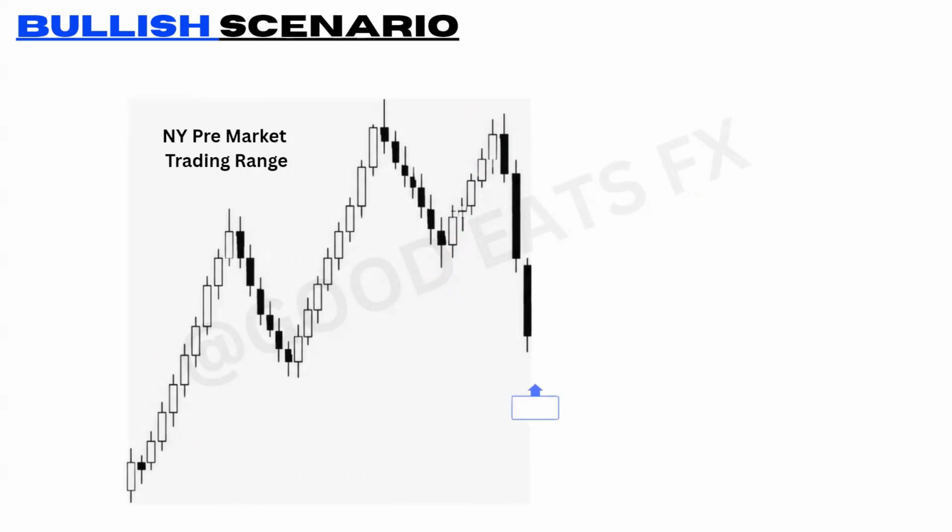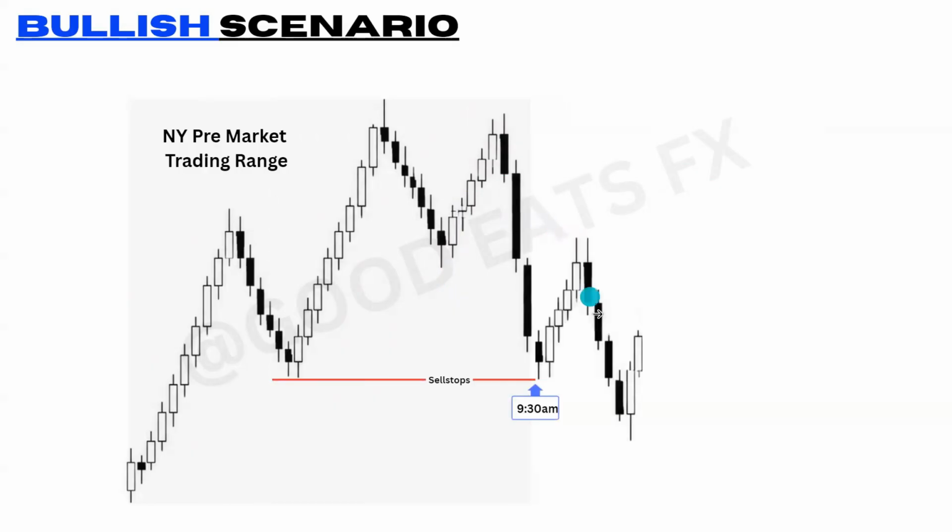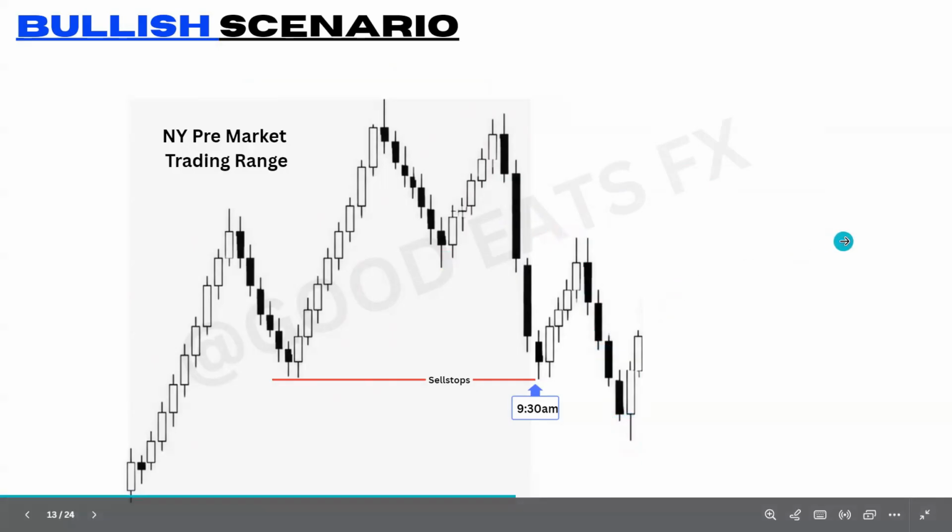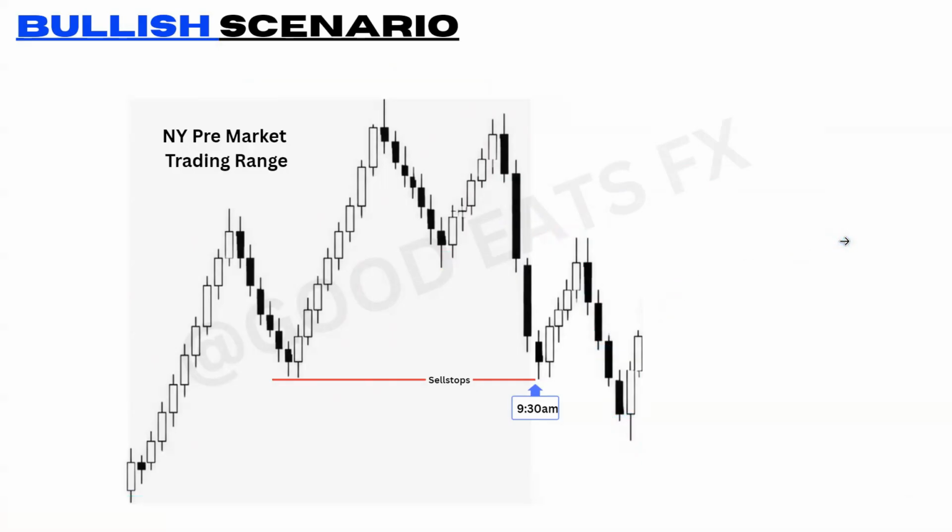So let's bring our attention here. We're waiting for 9:30 a.m. You see how I created a lower high and then a lower low right after 9:30. Now we have a swing point. We haven't traded above the pre-market range high or low, so we need more information to determine what direction the trend really wants to go.